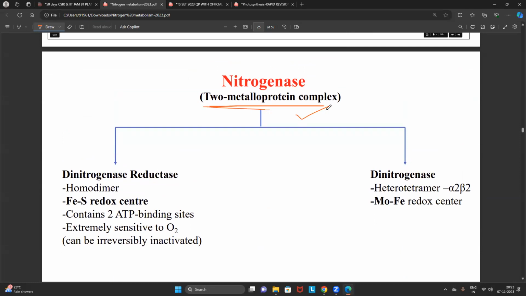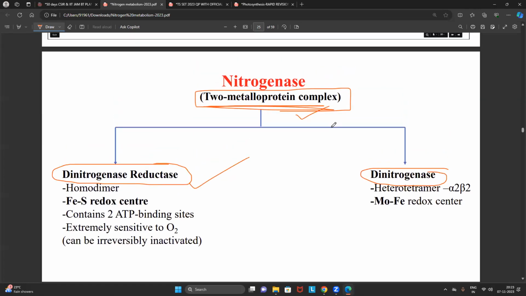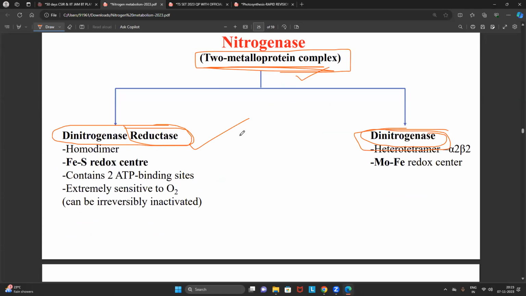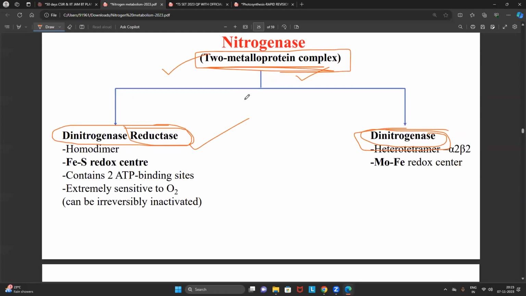It contains two metalloprotein complexes. This word is also important. What are the two metalloprotein complexes? One is called dinitrogenase reductase. Another one is called dinitrogenase. Simply remember, one is called reductase and the other is called dinitrogenase. I will also tell you to remember it in a simple way: nitrogenase is a two metalloprotein complex which contains an iron-sulfur redox center and a molybdenum-iron redox center.